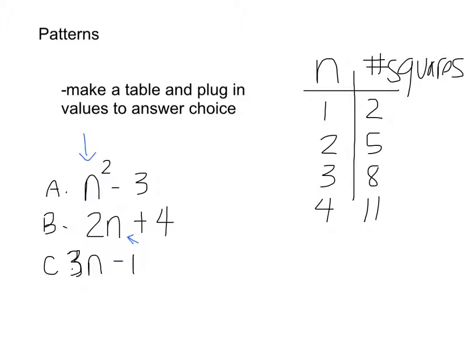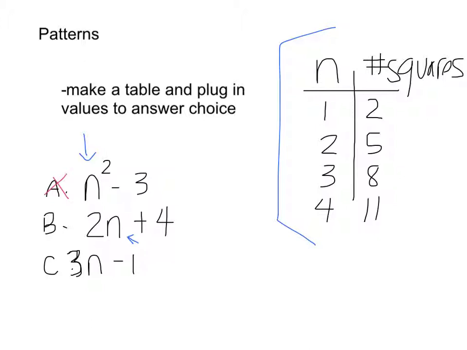And so that's why I like making a table like this one over here. So I made a table, and now that I know what n is and what my answer is supposed to be, I just plug in into my answer choice and see if it gives me the output. So this is basically my input, this is my output, and I'm trying to see if they're the same. So n squared minus 3. First thing I'm going to do is plug in 1 for n. So 1 squared is 1, minus 3 does not give me 2. So I can go ahead and eliminate answer choice A.